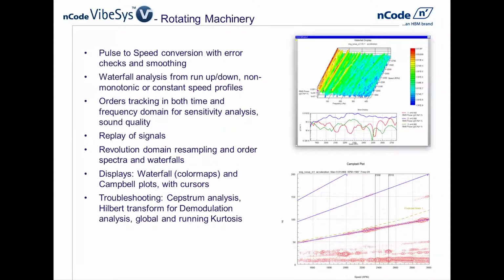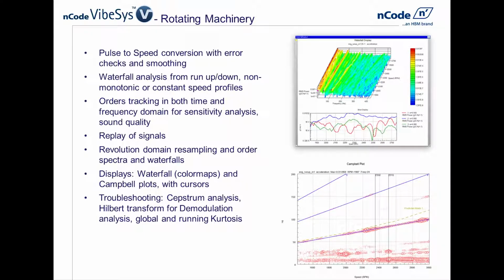detect those signatures. In terms of features in there, we've got a glyph that does the pulse to speed conversion. If the speed of your shaft is given as a train of pulses, like 1 pulse per revolution or something like that, we can convert this into an RPM signal, and this pulse to speed glyph has many options, properties for error checks and smoothing.